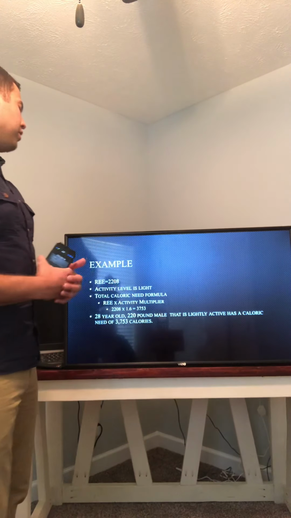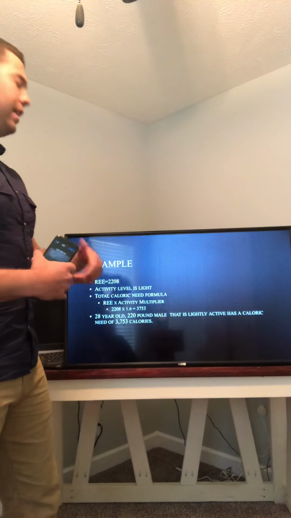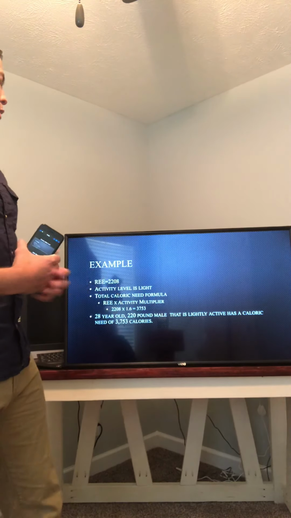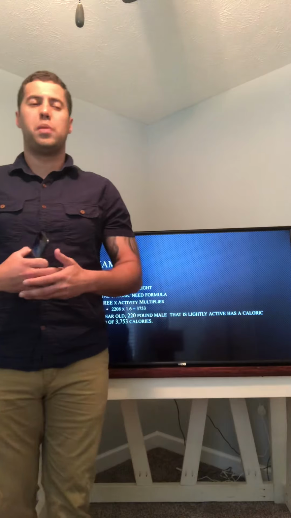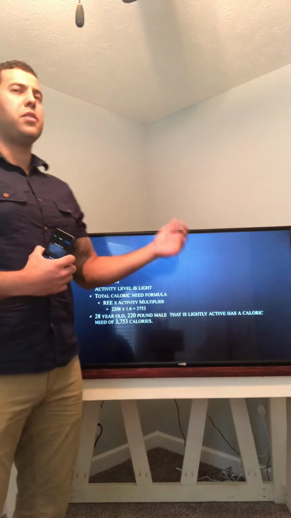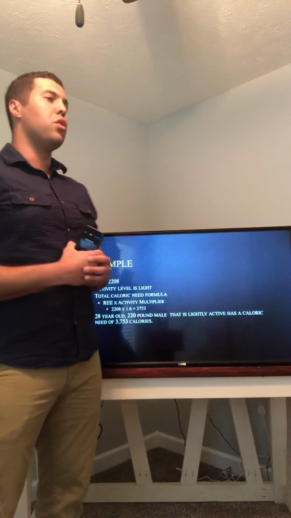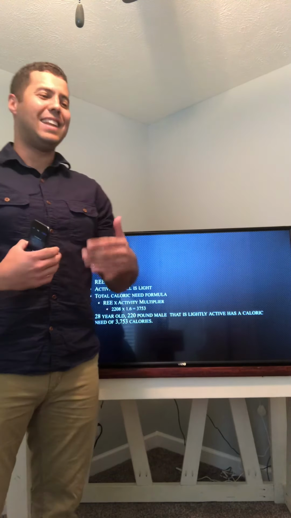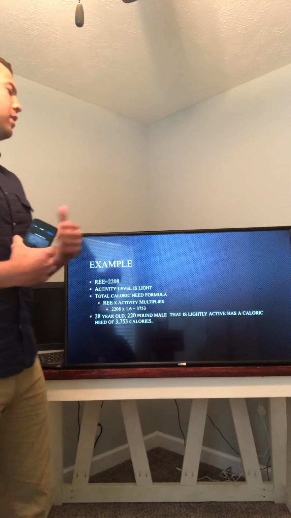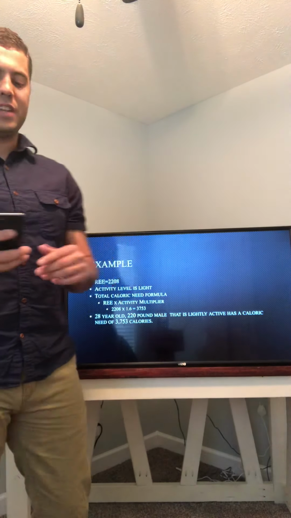So we have another formula. We take our REE and multiply it by our activity multiplier, and that gives us the total caloric intake that person needs for that day. Our example is 2,208 multiplied by 1.6, and we have a total caloric need of 3,753 calories for that given day. So based on this equation and the math we've done, we can make the statement that a 28-year-old male who is 220 pounds and lightly active needs 3,753 calories for maintenance on that given day.